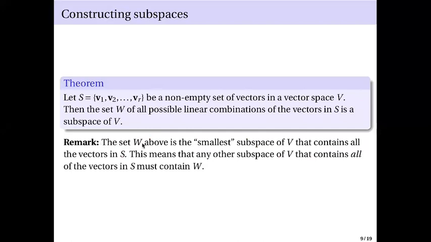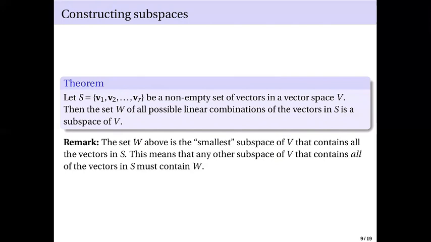The set W above is called the smallest subspace of V that contains all vectors in S. Take note of that: it's the smallest subspace of V that contains all the vectors in S. This means if we have other subspaces of V that contain all the vectors in S, then that subspace must contain W.